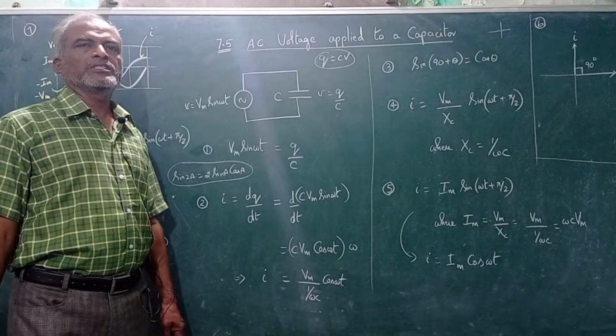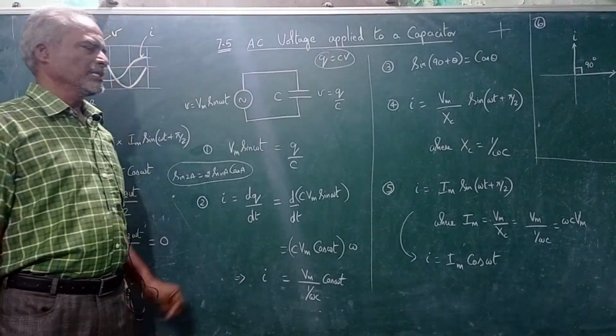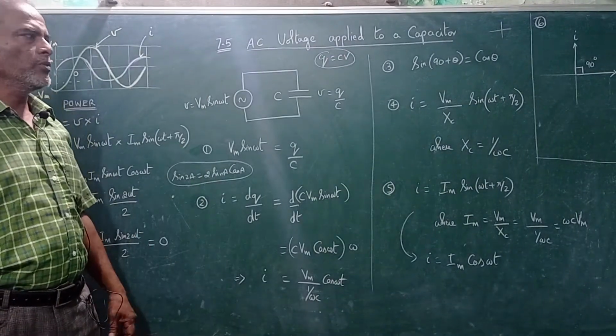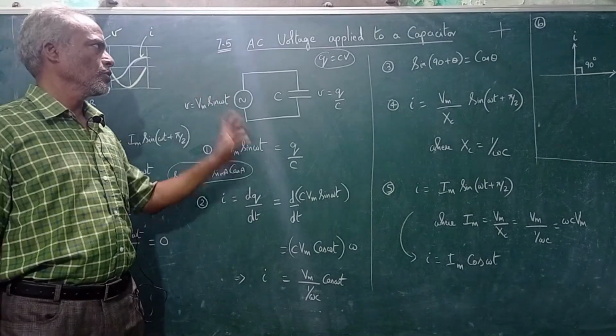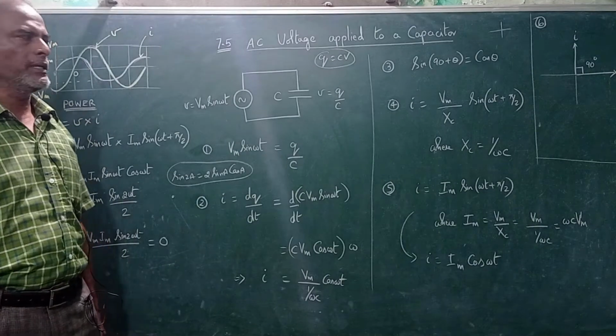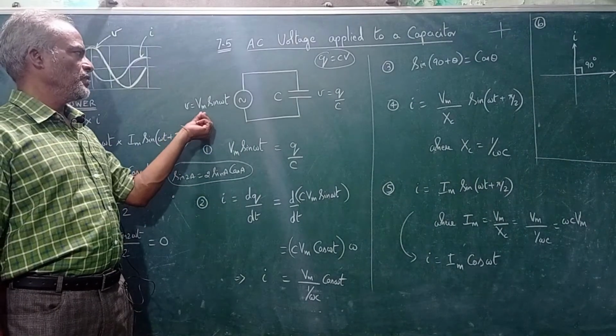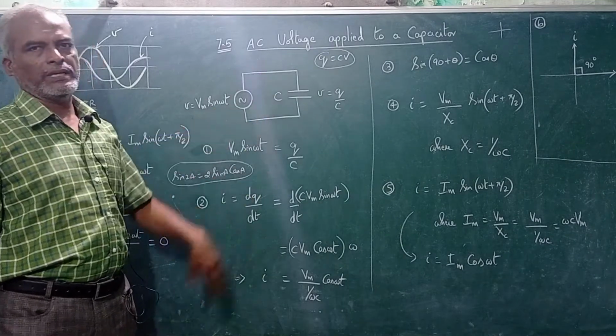So today's topic is about AC voltage applied to a capacitor. Just 8 points. If you remember these 8 points, you will come to know what's happening in a capacitor when you apply the AC supply. So the AC source is V, voltage source, Vm sin omega t, and this is capacitance.